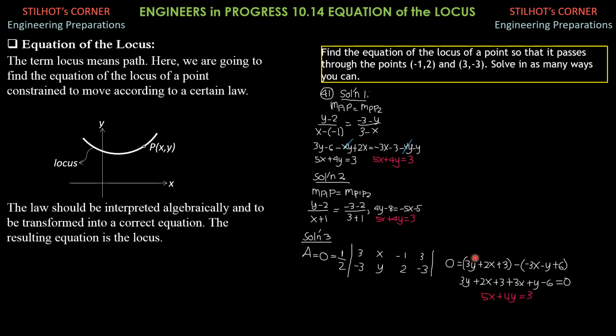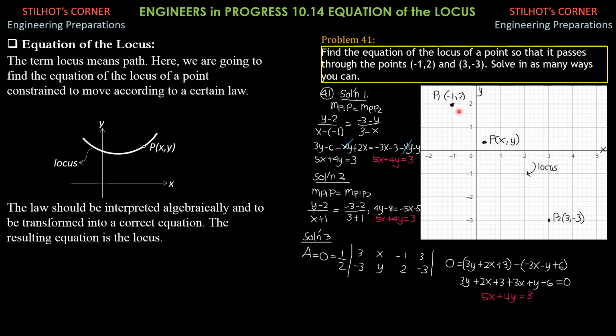So I present three methods here. One is, after we plot the points (-1, 2) and (3, -3), this is the traced curve, which is the locus of this moving point with coordinates x, y, always represented with the moving point x, y, and this is the locus, this green locus here. That means the slope of the line segment joining P1 and P is equal to the slope of the line segment joining P and P2.